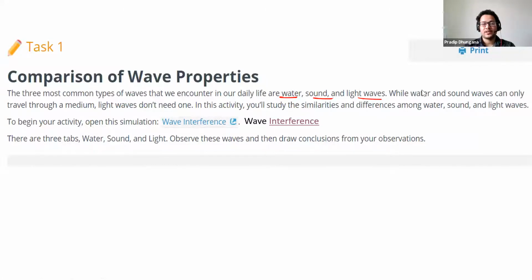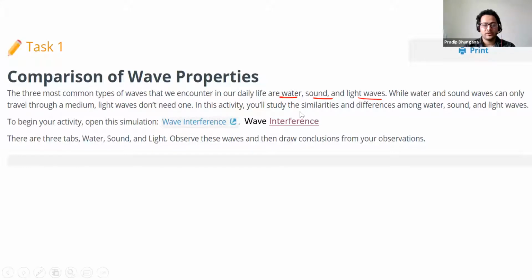Water and sound waves can only travel through a medium. That means they need a medium to travel. But in the case of light waves, they don't need a medium to travel. You can think of that in terms of similarities and differences among water, sound, and light waves.